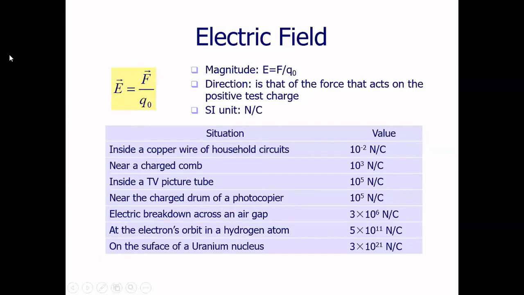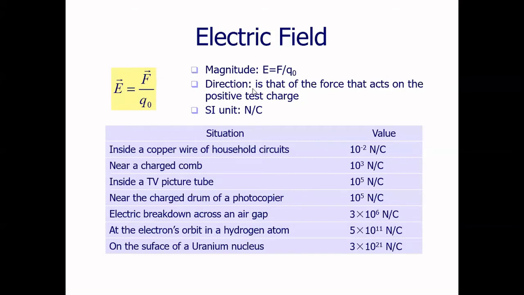Okay, so we now continue with our arrangement. We continue with our issue of the electric field. So we've said that this formula is very important. In order for us to calculate the electric field, we must know the Coulomb force. If you want, you can calculate the Coulomb force using Coulomb's law. All right, so the Coulomb force over the test charge. Now, what about the direction?